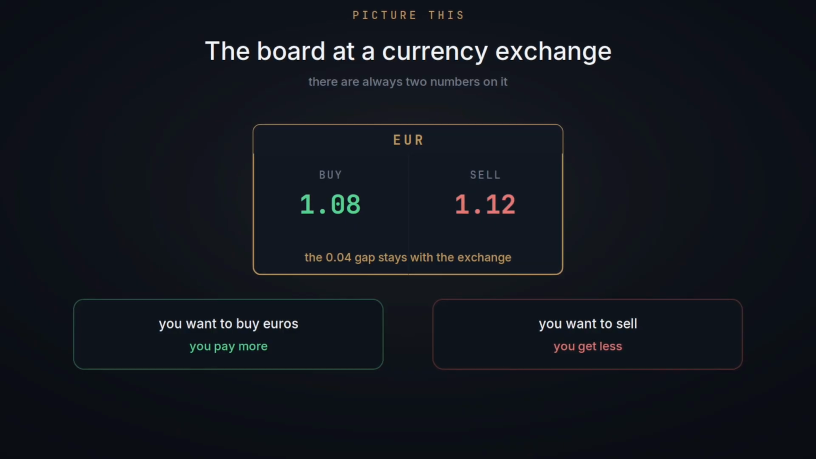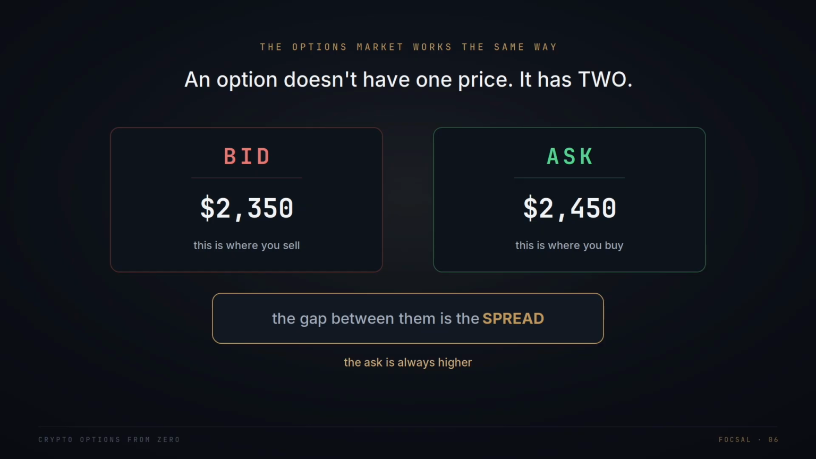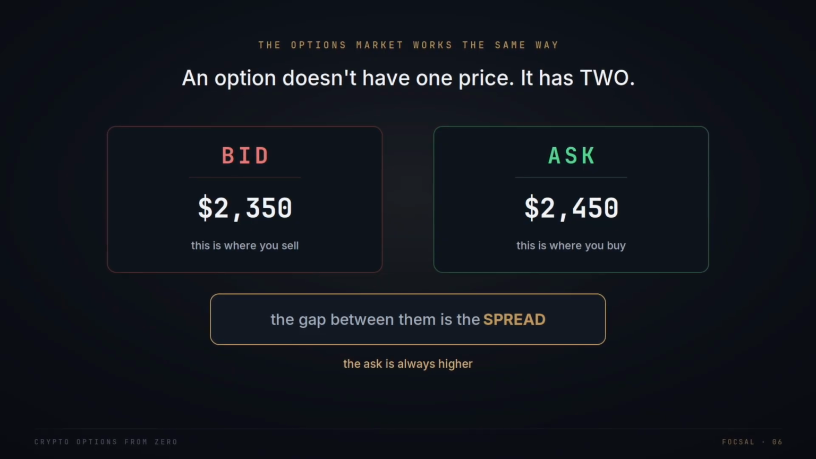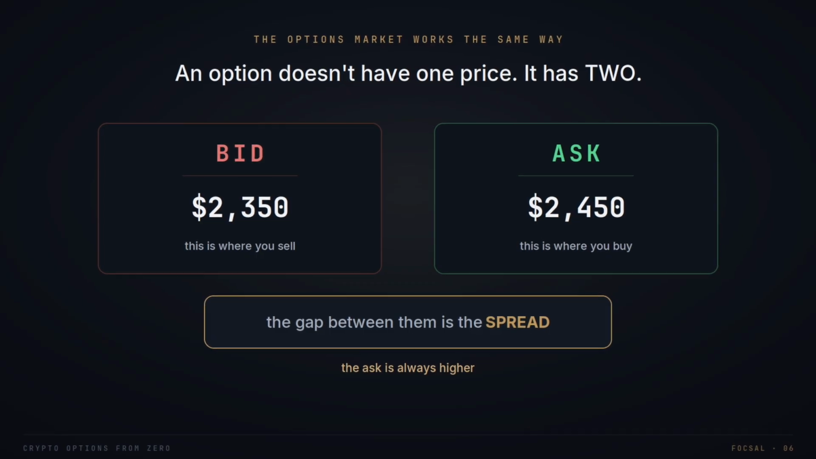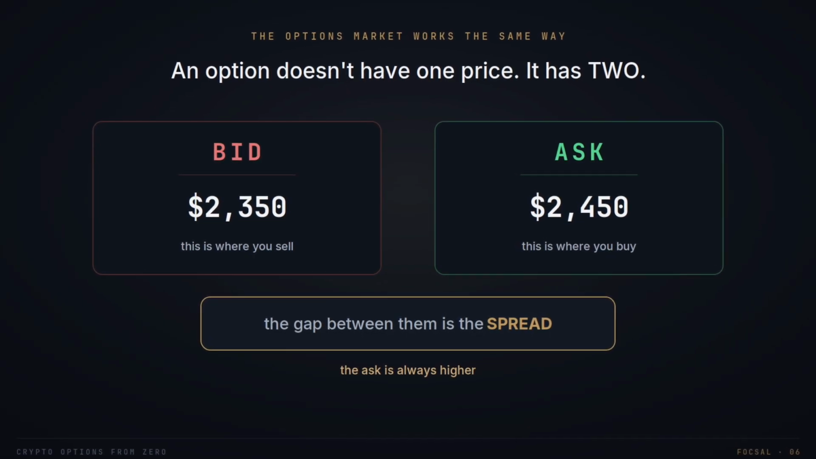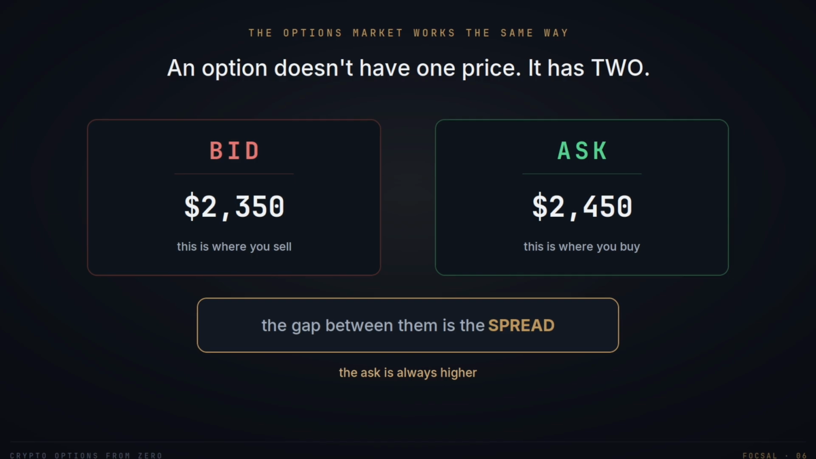The options market works exactly the same way. The price you can sell at is called the bid. The price you can buy at is called the ask. The ask is always higher. The gap between them has a name, the spread.